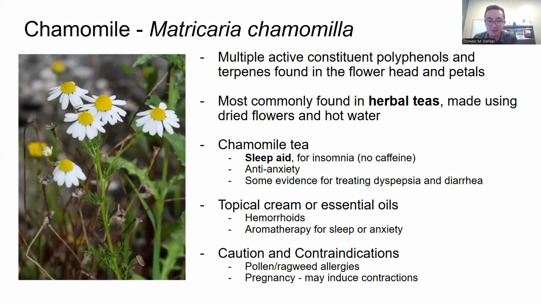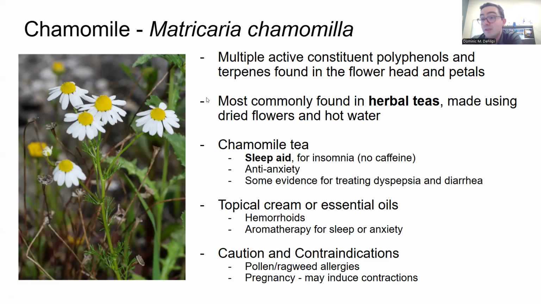So what's probably the most famous flower used in medicine? I'd probably say it was chamomile, or Matricaria chamomilla. So there's multiple active constituents, polyphenols as we call them, and terpenes. Remember those aromatic compounds? They're found in the flower head and the petals. So chamomile, you've most likely heard it in the context of chamomile tea or in herbal teas, which are made using the dried flowers and hot water.